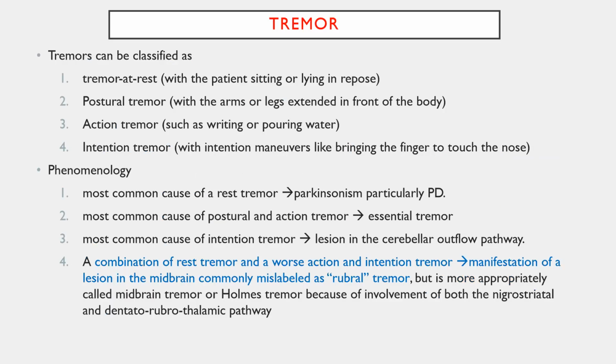Tremors are basically classified as rest tremor, postural tremor, action tremor, and intention tremor. Action tremor is the broad classification under which postural and kinetic tremors come. Most commonly, rest tremors are seen in Parkinsonism. Postural tremors, that is action tremors, we often see in essential tremor, and intention tremor is seen in cerebellar diseases or cerebellar outflow pathway lesions. One entity is called rubral or midbrain tremor, in which the patient has rest tremor, postural tremor, and intention tremor. That is called Holmes tremor or rubral tremor. We'll see the videos next.